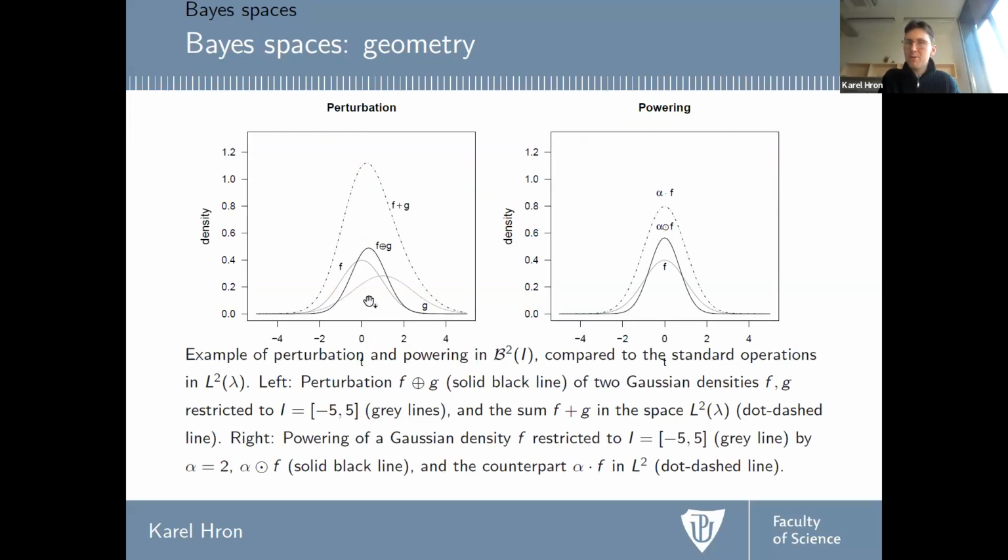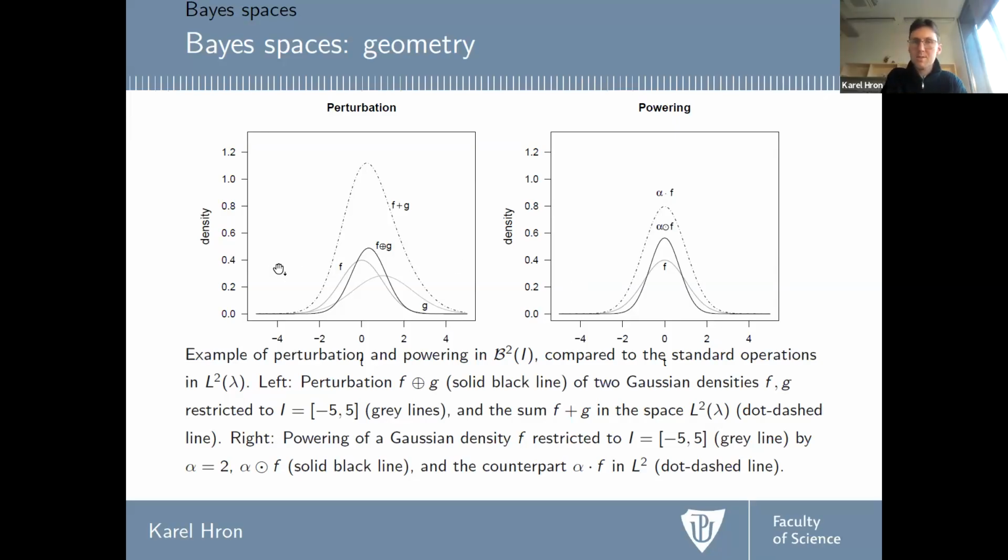So why are perturbation and powering indeed useful or meaningful for densities? It is in particular about the possibility of rescaling, because if we simply considered the sum of two densities, the resulting function would definitely not have a unit integral constraint. And in this case, it would not be possible to simply rescale. We are working with real functions. Why do that? And similarly also with powering.